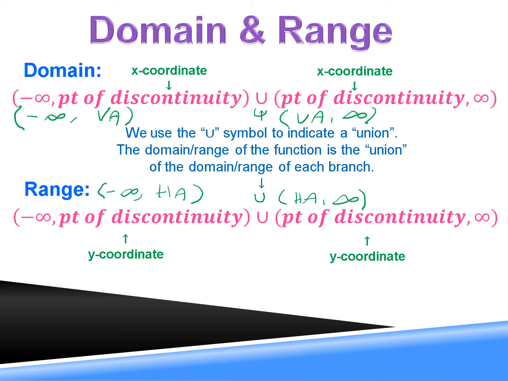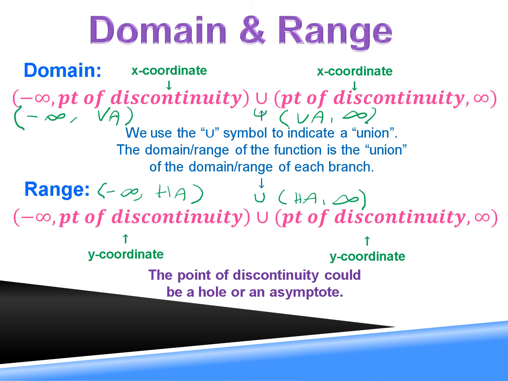Okay, and again, we use the U symbol to indicate a union of the domain from each of the branches, as well as the range from each of the branches. Your point of discontinuity could be a hole or an asymptote. If it's an asymptote, then the domain is negative infinity to the vertical asymptote union the vertical asymptote to infinity. And then the range would be negative infinity to the horizontal asymptote union the horizontal asymptote to infinity.